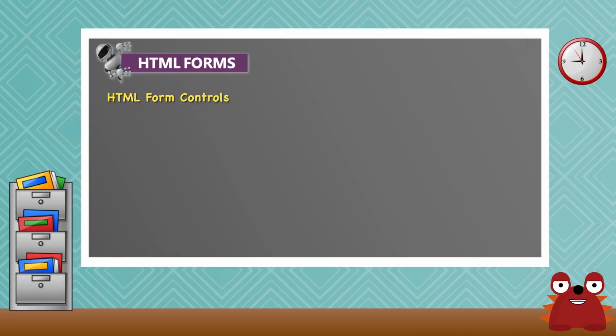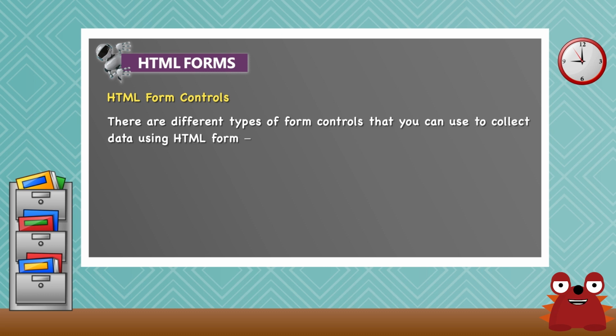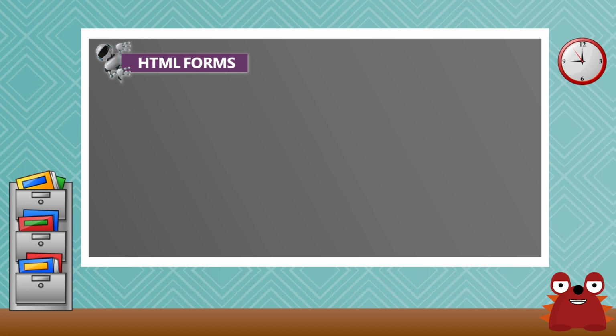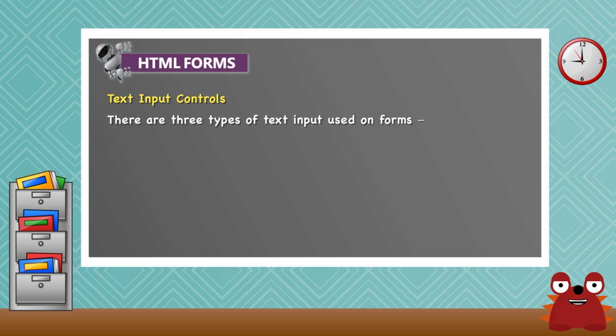Now, about the HTML form controls. There are different types of form controls that you can use to collect data using an HTML form, like text input controls, checkbox controls, radio box controls, list, combo box, submit and reset button. About text input controls now. There are 3 types of text inputs used on forms.